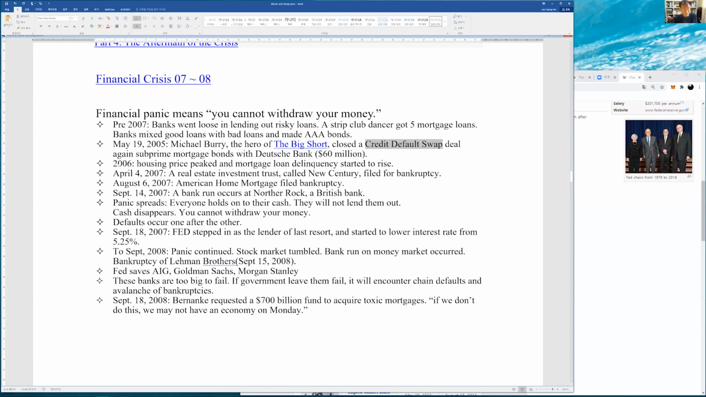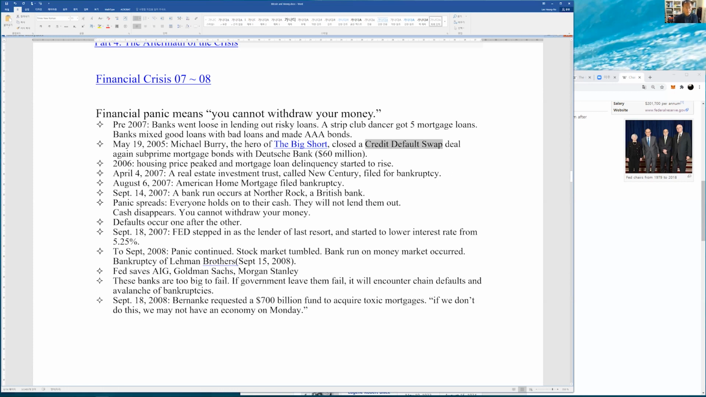Okay, up to 2006, in the year 2006, house prices peaked and mortgage loan delinquency started to rise. Basically, some of these bad loans were made out to unqualified people who cannot make payments in a stable manner, and they go bankrupt.